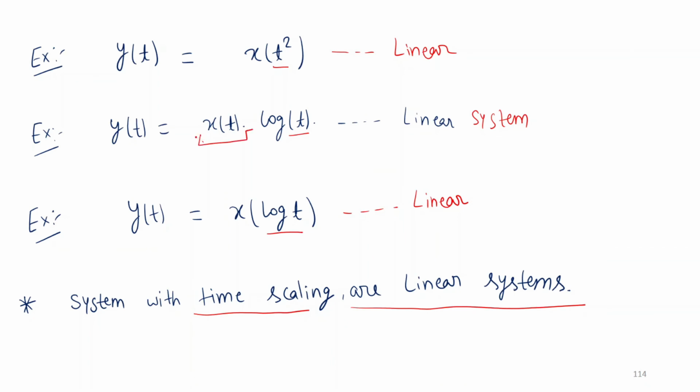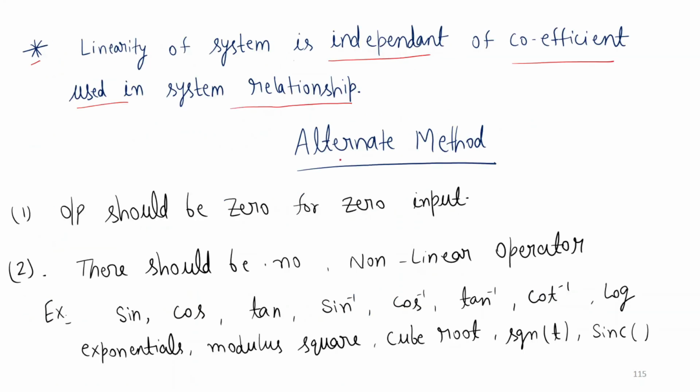It will not depend on the coefficient, it will depend only on time. You can also use an alternate method to find out the linearity. How to check? If you are getting output 0 for 0 input, then you can say the system is linear. This is a short trick for linearity: the output should be 0. There should be no non-linear operator in the output. Non-linear operators are sine, cos, tan, sine inverse, cos inverse, tan inverse, cot inverse, log, exponential, modulus, modulus square, cube roots, signum function, sinc function.